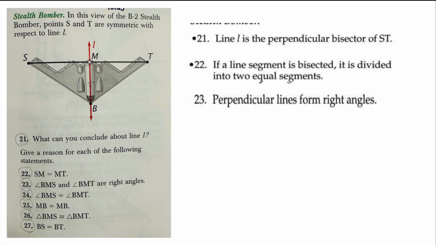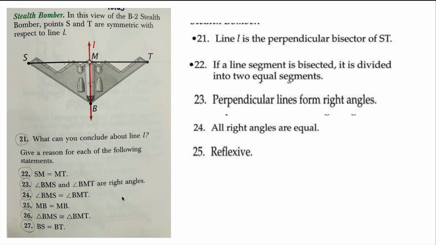Number 24. Angle BMS is equal to angle BMT. How are these two angles equal? Well, they both form right angles, and therefore, all right angles are equal. They are all 90 degrees. Number 25. MB equals MB. Anytime you see the same thing on the left and the right of an equal sign, and it is exactly the same, like a reflection, it is the reflexive property.